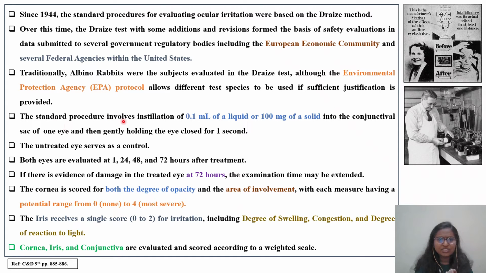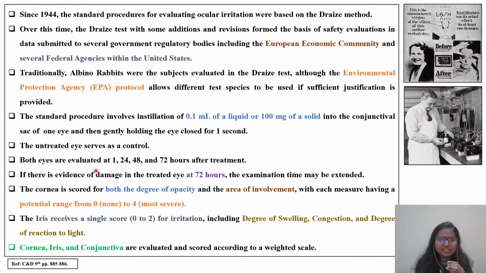The standard procedure involves instillation of 0.1 ml if the test item is in the liquid state, or 100 mg if the test item is in the solid state, into the conjunctival sac of one eye, and then gently holding the eye closed for 1 second. And the untreated eye will serve as a control. So within the same animal, one eye will be considered the treatment eye, and the other will be considered the control eye.